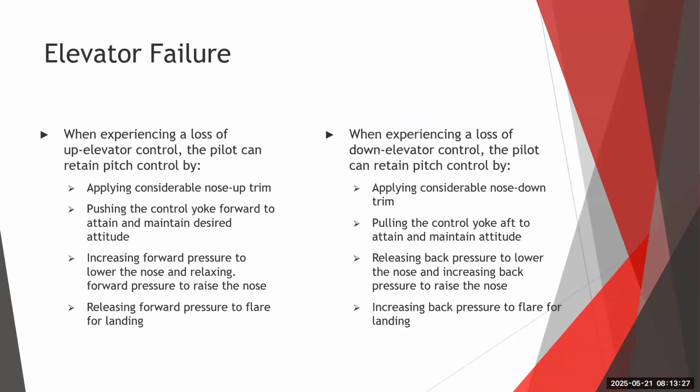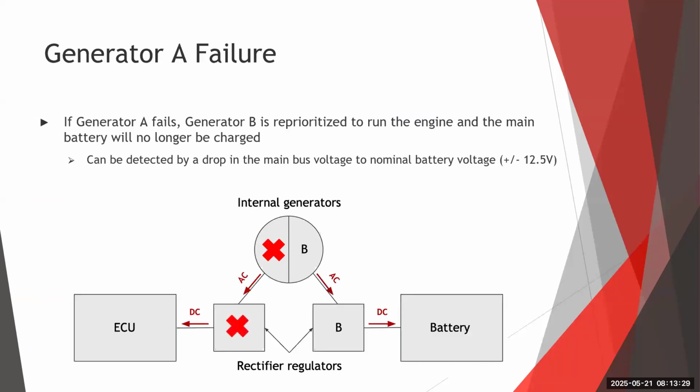Well, let's talk about different failures. If we have a generator A failure, generator B is reprioritized to run the engine because that's most important, right? With that being said, if generator A fails, generator B is now going to be doing this, which means that there's no direct current going back to the battery, so the battery is not being charged. So eventually, give or take 30 minutes, we're going to lose all of these things because we've lost the battery.